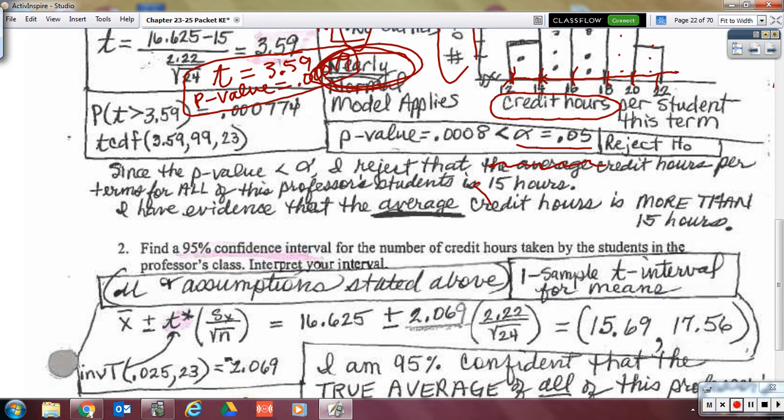And honestly, I've kind of shortened it so that you don't have to do the words right here. You can just say, I am rejecting that mu is 15. So I just wrote the null hypothesis there. I reject that mu equals 15. And then I put context in my next sentence, and my next sentence is about the alternative. I have evidence that the average credit hours is more than 15 hours. So that's the alternative. So I have evidence of the alternative. All right, questions on the phantoms?